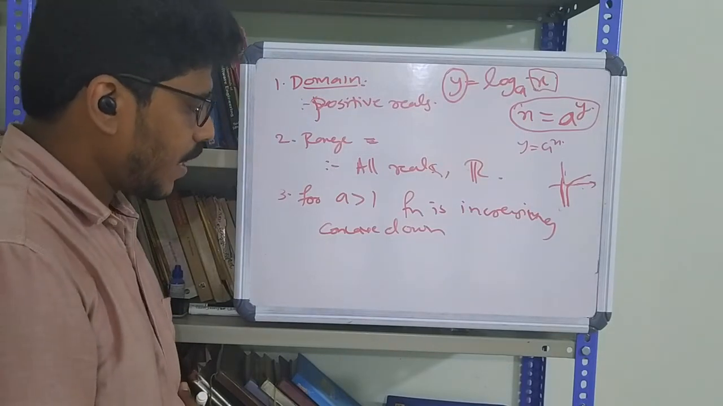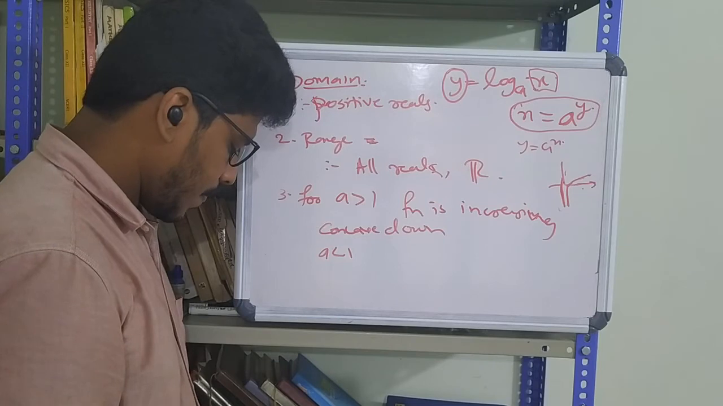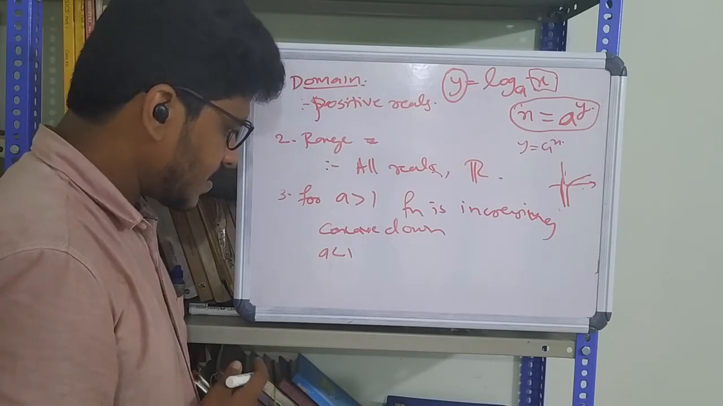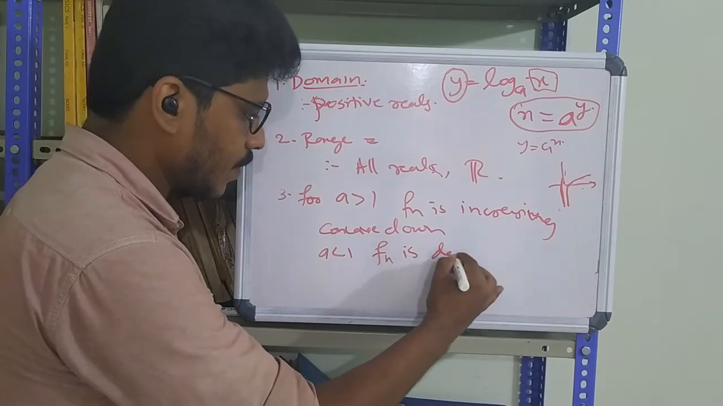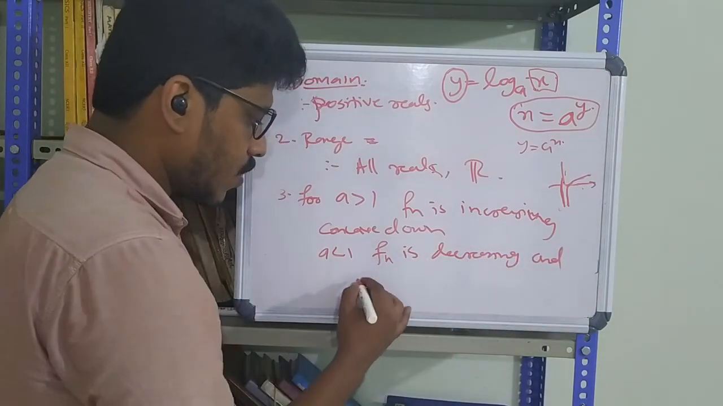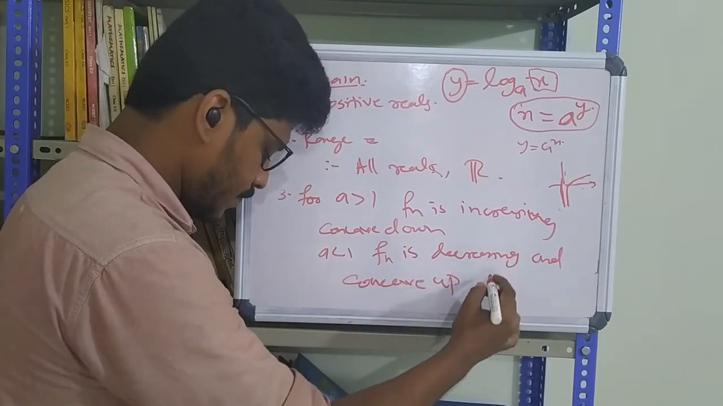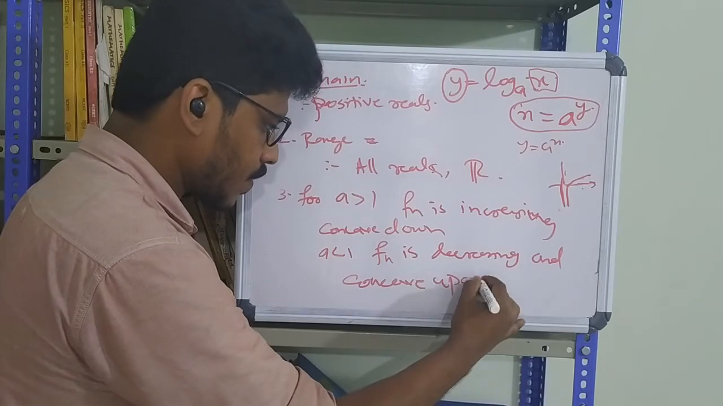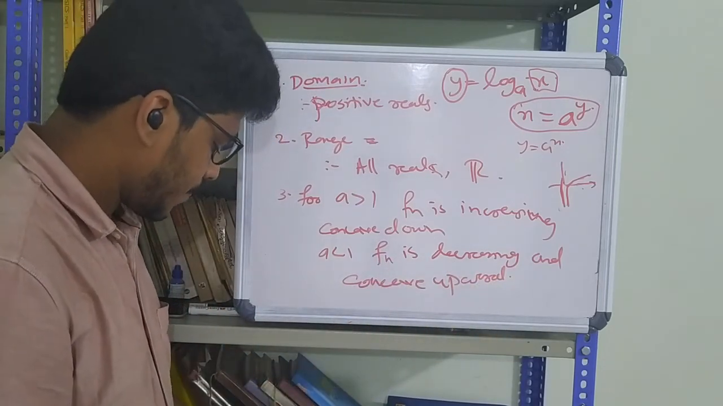And for a less than 1, f of x is decreasing. The function is decreasing and concave upward. You can consider an example for this.